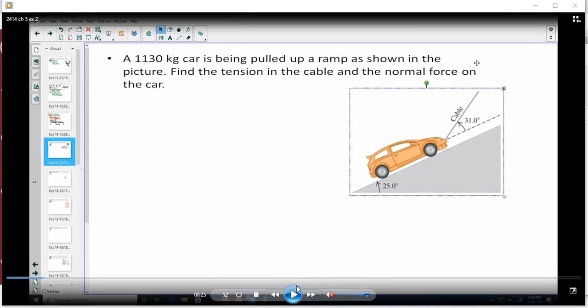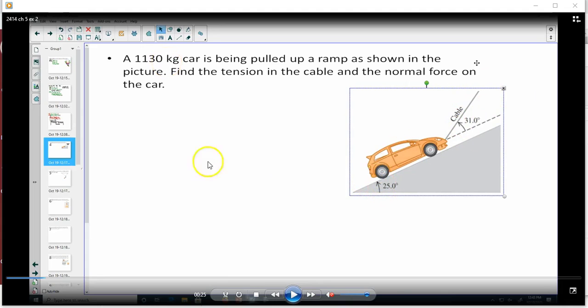So this is the second example that we did in class this week, but I just want to go back through it. We're going to start here. We're pulling this cable up at, we'll say, a constant velocity, so it's in equilibrium. We're pulling the car up using this cable. The cable's at a 31-degree angle with the incline, and the incline is at a 25-degree angle.